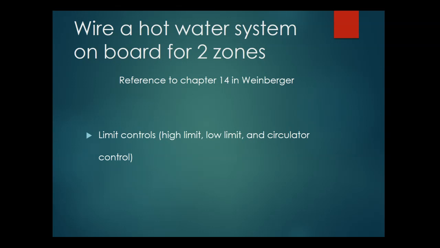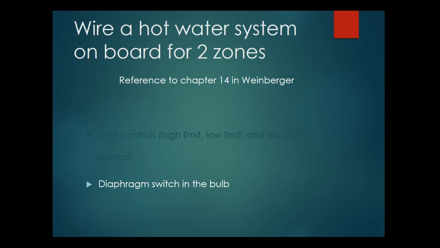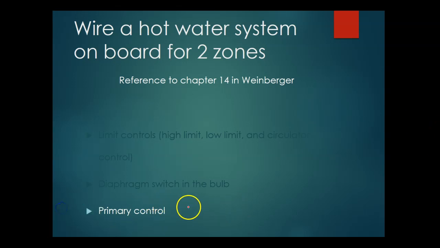We will watch the limit controls, high and low, and those are going to be set on the aquastat. And we will watch for the diaphragm switch in the bulb, and that is where you have the high and low connected to the aquastat. I will show you what that looks like. And the primary control, which we already connected twice, and that is the CAD cell control. Again, they are used interchangeably. The term is either called CAD or primary control, and it controls the oil burner.